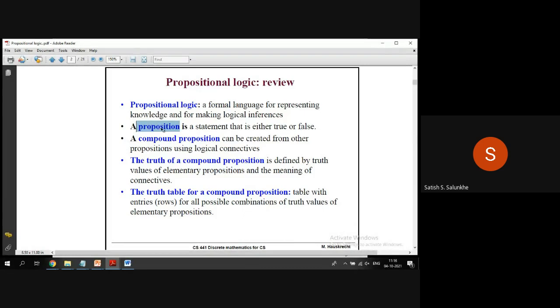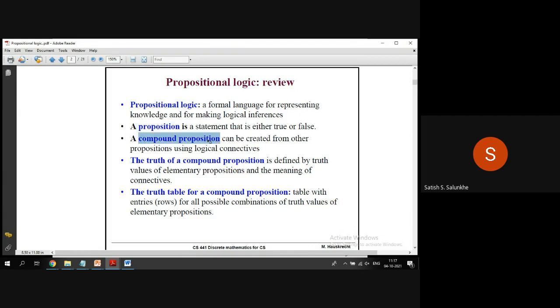What is a proposition? A proposition is a statement, which you already learned in your English grammar or Marathi grammar, whichever language you are studying. What is the meaning of proposition? It is a statement that is either true or false. A statement, for example, today is Monday. Either this statement is true or this statement is false. Any such statement is called a proposition. So remember this.